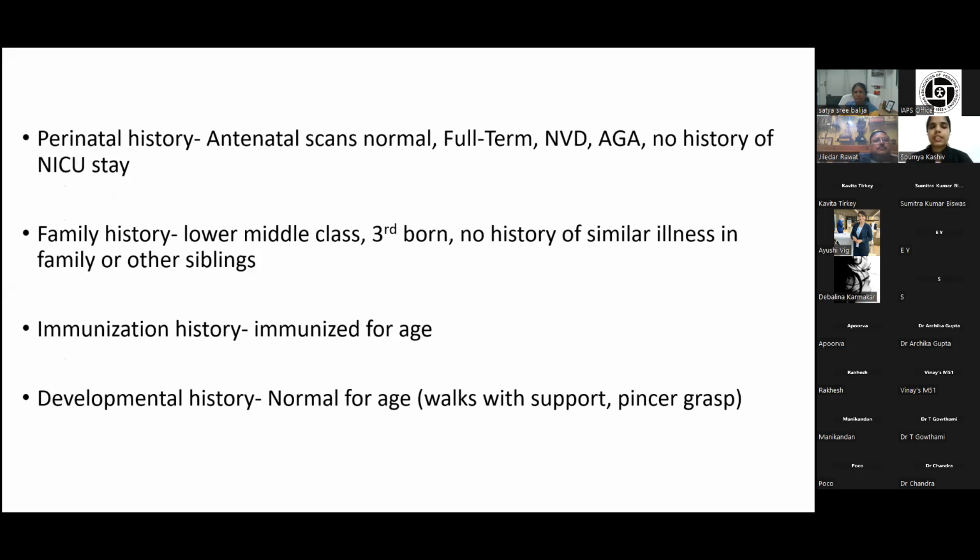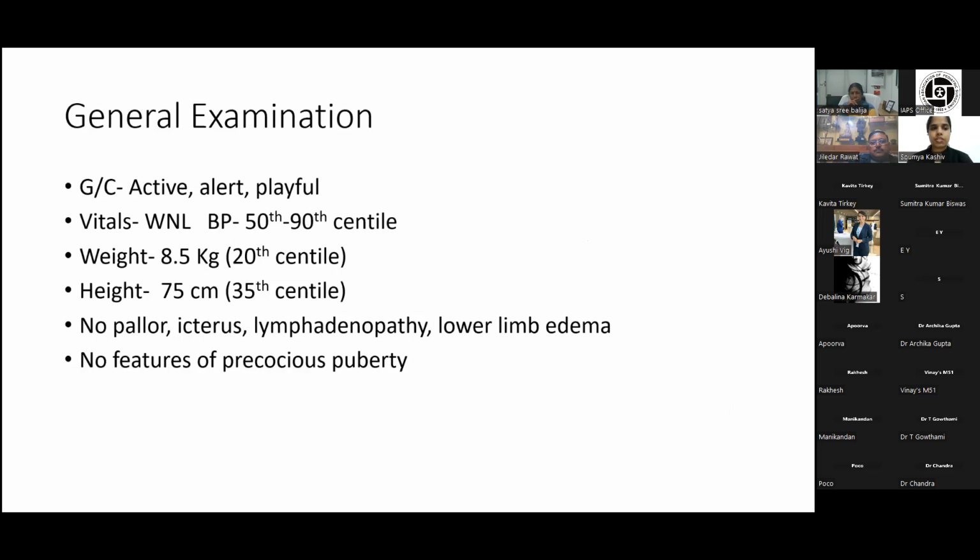In the perinatal history, the antenatal scans were normal. The child was a full-term normal vaginal delivery, appropriate for gestational age, and there was no history of any NICU stay. The family belonged to lower middle class. The child was a third born, and there was no history of similar illness in the family or other siblings. The child is immunized for age and has attained normal developmental milestones for his age.